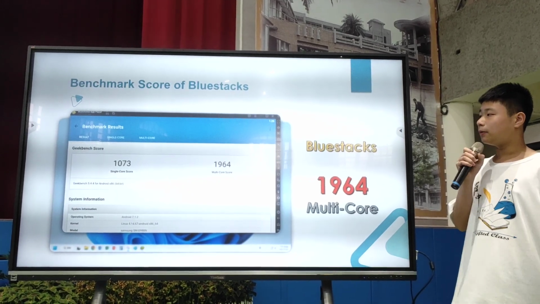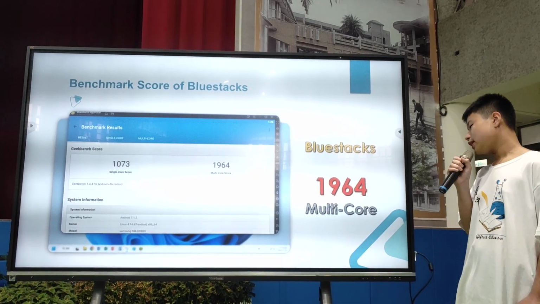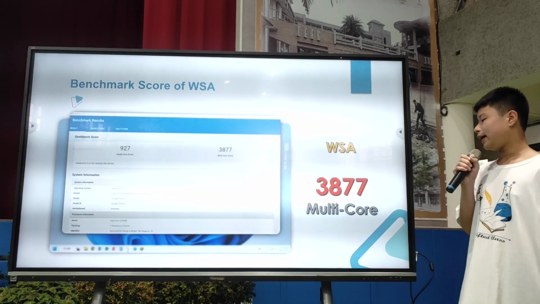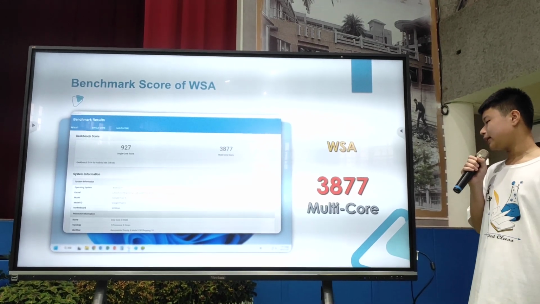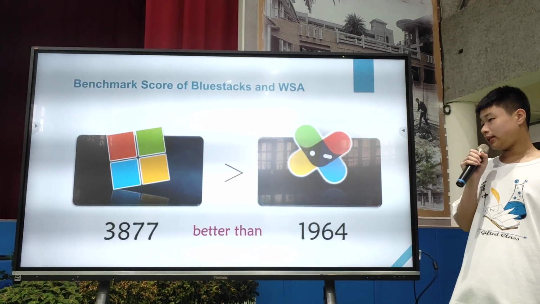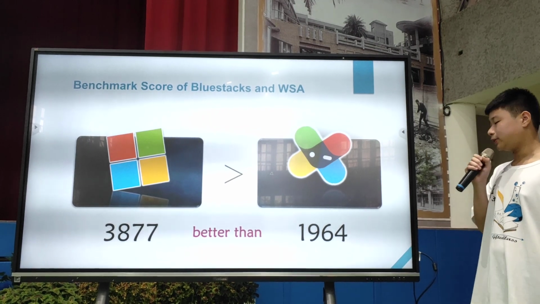Okay, this is the Bluestacks score in Geekbench 5. It is 1,964, and WSA is 3,877. So in experience and performance, WSA is better than Bluestacks.